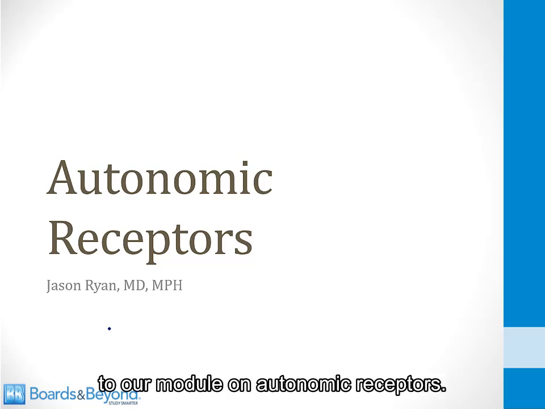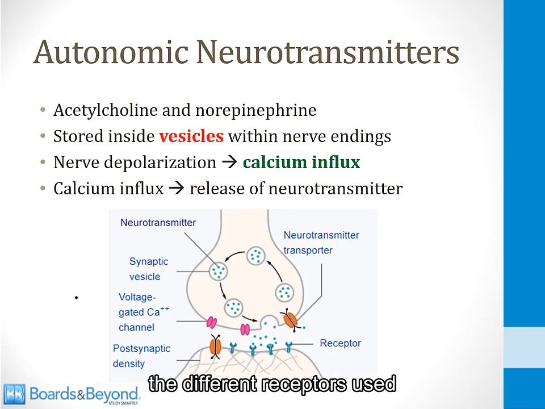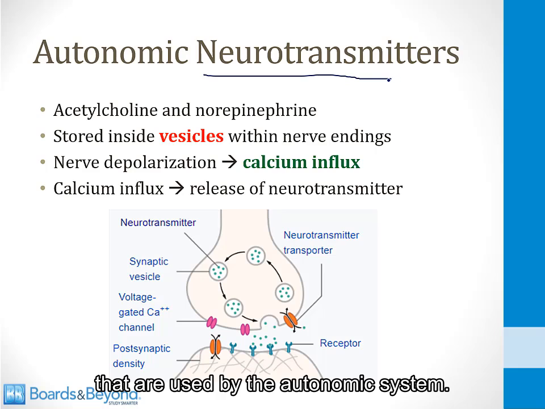Hi everyone, and welcome to our module on autonomic receptors. In this video, we're going to talk about the different receptors used by the autonomic nervous system, but before we get to that, let's talk about the neurotransmitters that are used by the autonomic system.